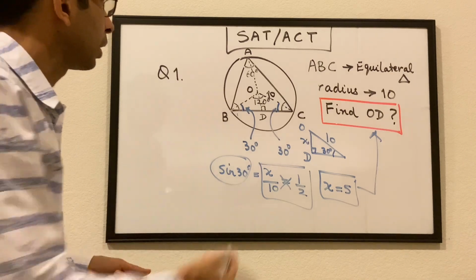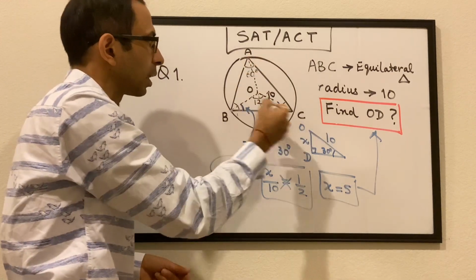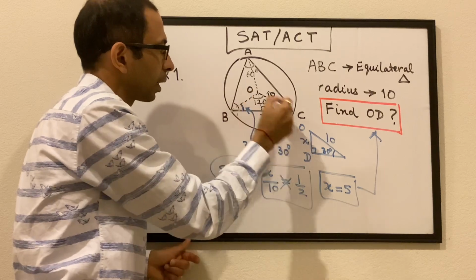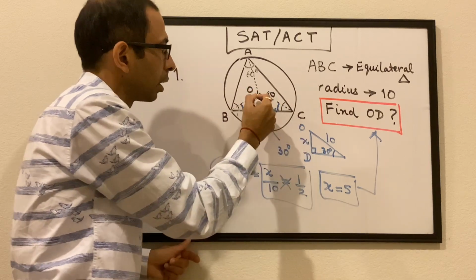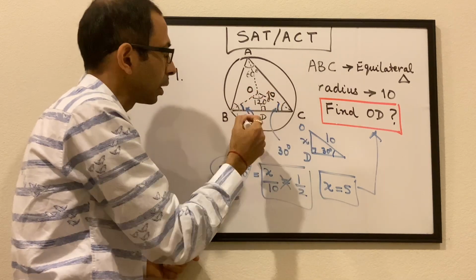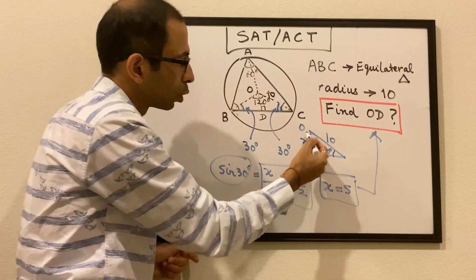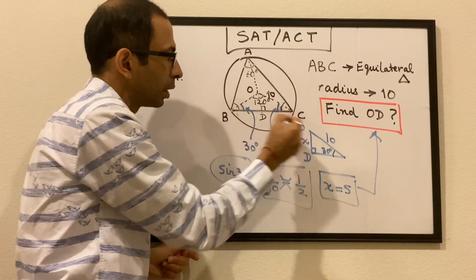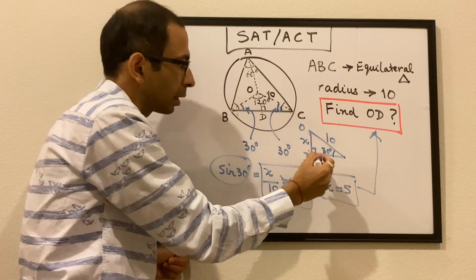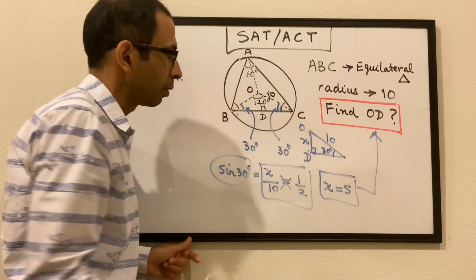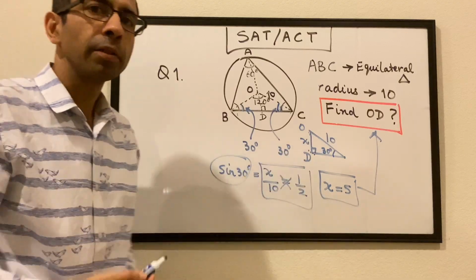Again, just to reiterate, it's an equilateral triangle. Each of these angles is 60 degrees. If this angle is 60 degrees, then this central angle is going to be 120 degrees. If the central angle is 120 degrees, then each of these angles will be 30 because it's an isosceles triangle. So then we focus on this triangle ODC. This is what we have to find. This angle is 30 degrees, the radius is 10. We use the sine function and get the value of x as 5.